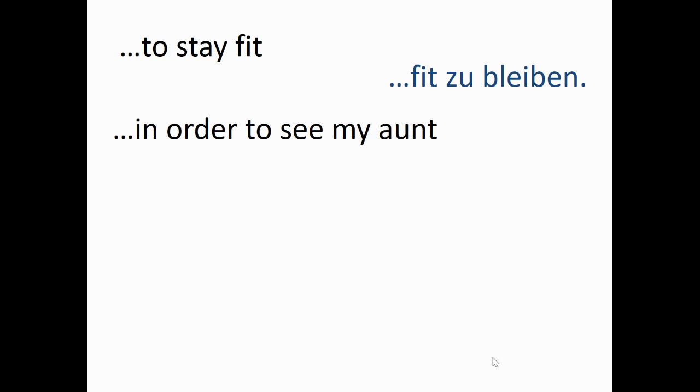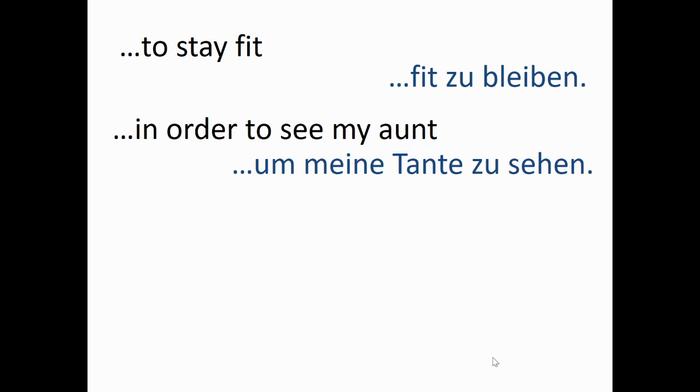If you want to say in order to see my aunt, we're going to be using to see, which is sehen, and to say in order to in German, we use um with a zu in the infinitive at the end. So how would this look? Um meine Tante zu sehen.